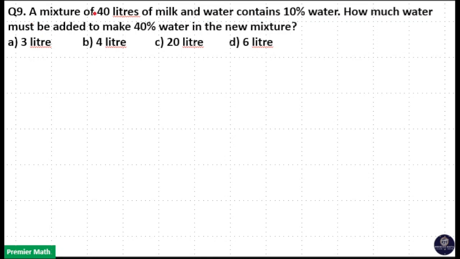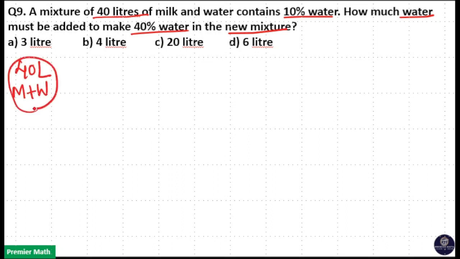Next is question number 9. A mixture of 40 liters of milk and water contains 10% water. How much water must be added to make 40% water in the new mixture? So we have a 40 liter mixture that contains milk and water, and it contains 10% water.